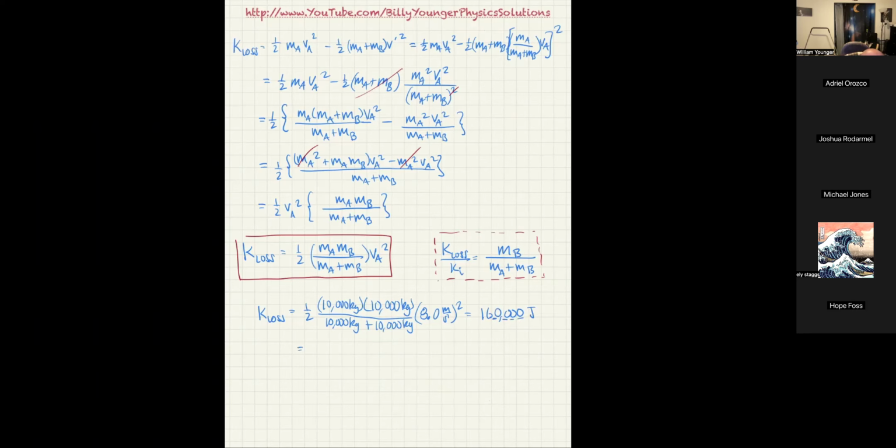So we'd say the result is K loss is 1.6 times 10 to the 5 joules. So that's more specifically what the book asked for. But notice the neat, useful formula that we found. Basically, the loss in kinetic energy divided by the initial kinetic energy, and therefore it's called the fractional loss in kinetic energy, is MB over MA plus MB. Anybody have any questions on that one?